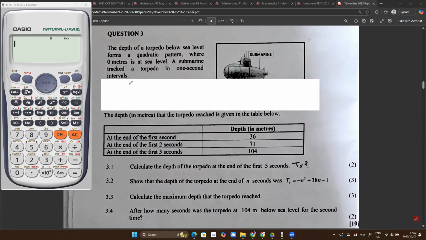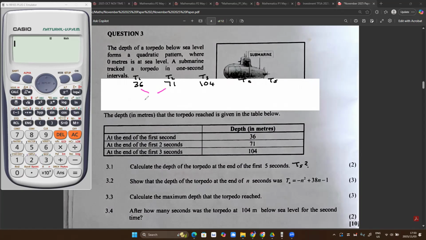So we're going to write out the terms. So 36, and then 71, 104. And then of course the next ones will be T4 and T5. Okay, so this is T1, T2, and T3 that they've given us. T5 will be the 5 seconds. And so by doing this, we will immediately get our answer for 3.1 once we are done. So let's work out the first difference. I'll do that in pink.